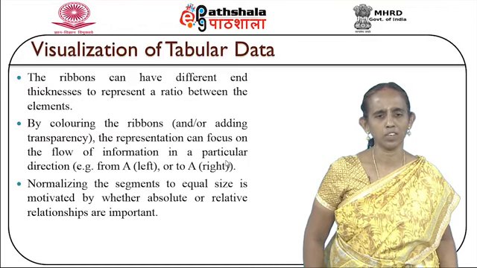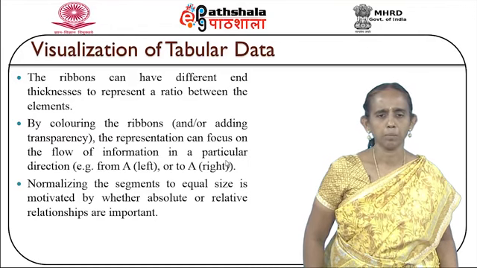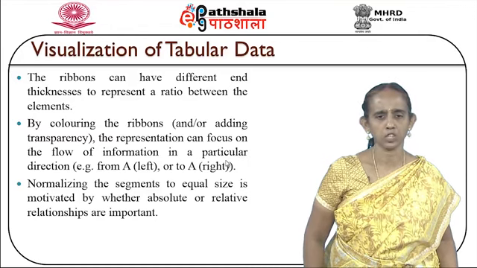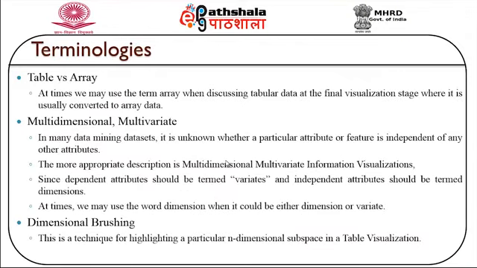Normalizing the segments to equal size is motivated by whether it is absolute or relationships are going to be important. Some of the terminologies associated with this kind of tabular data visualizations are the table versus array. At times, we may use the term array when discussing the tabular data at the final visualization stage, where it is usually converted to array data.